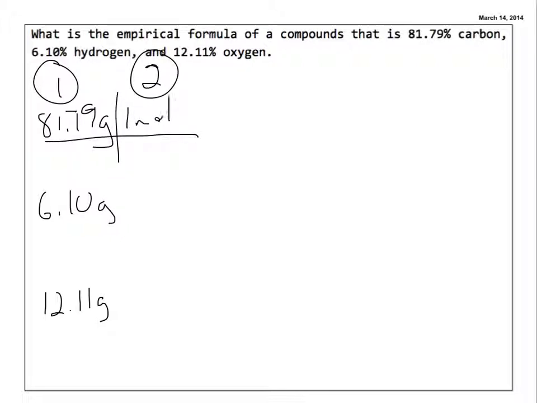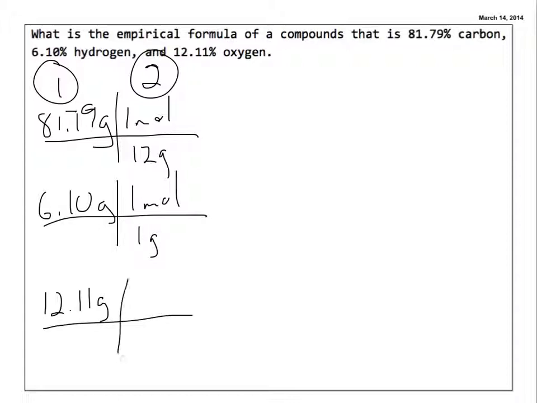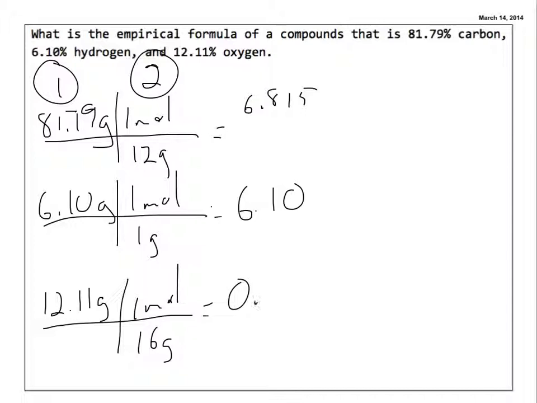1 mole of carbon is 12 grams. 1 mole of hydrogen is 1 gram. And 1 mole of oxygen is 16 grams. So you divide those out and you get 6.815 for carbon. You get 6.10 for hydrogen and 0.756 for oxygen.